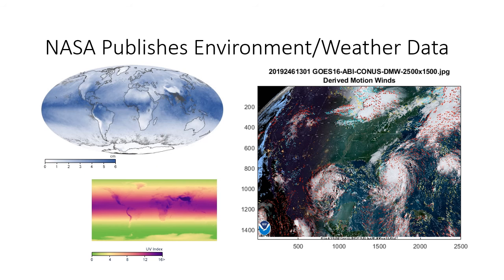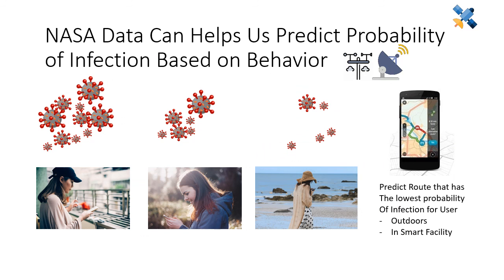NASA publishes a wide variety of environmental and weather data to be evaluated to find which factors matter, which don't, and come up with that mathematical model. Thus, NASA data can help us build a predictive model of the probability that a person is going to be infected based on their behavior and the environmental conditions. From this, we can actually create maps that will enable a user to lower their probability of infection.